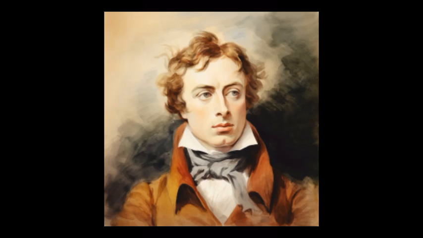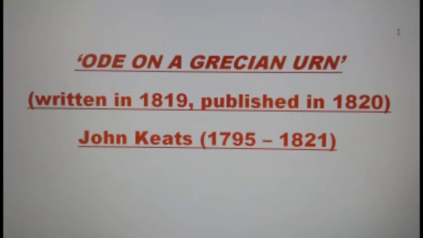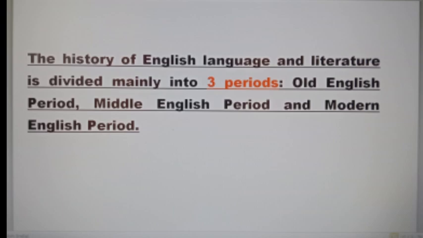Ode on a Grecian Urn, written in 1819, published in 1820. John Keats, 1795-1821. John Keats is a writer belonging to the Romantic period of English literature.